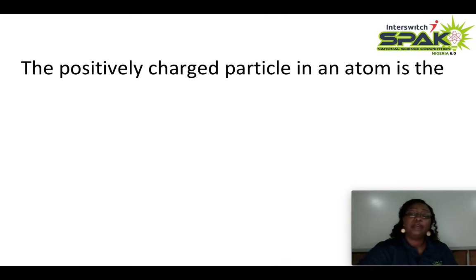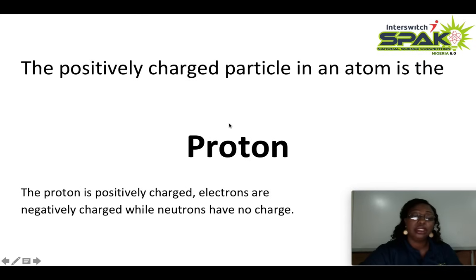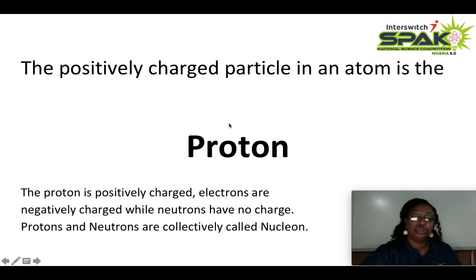The positively charged particle in an atom is a proton. We have 3 subatomic particles in an atom. The positive one is known as proton, the negative one is known as electron, and the one that does not have charge is known as neutron. The protons and neutrons are collectively called nucleons.